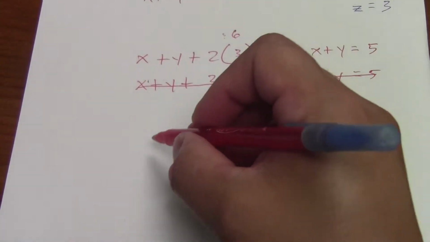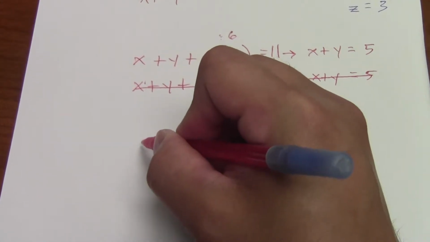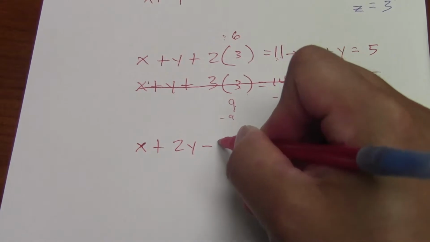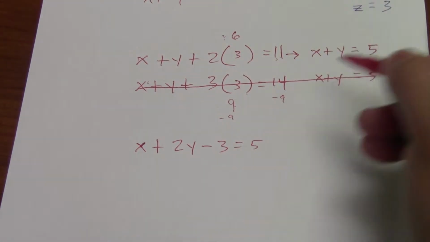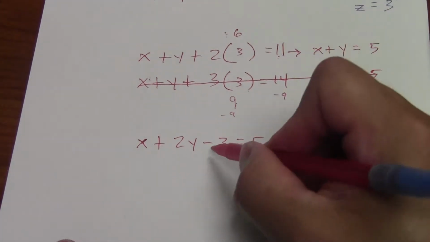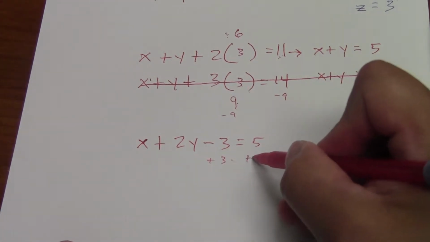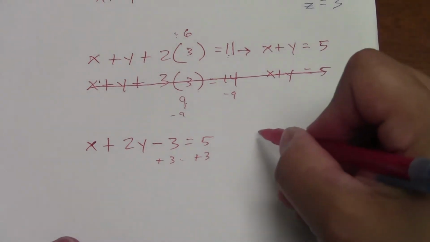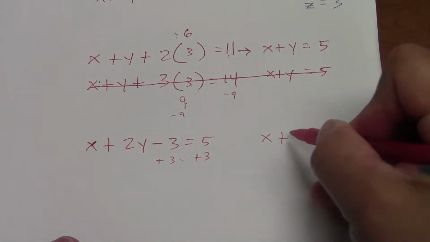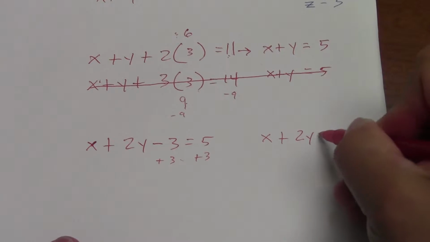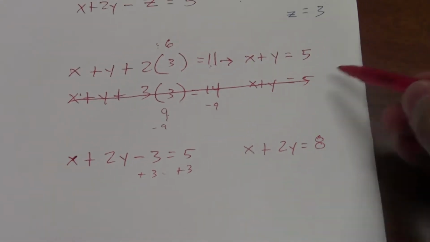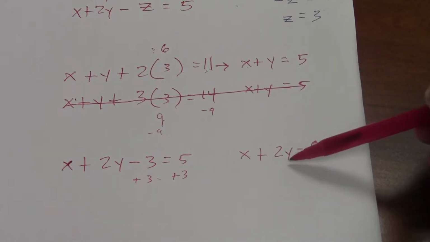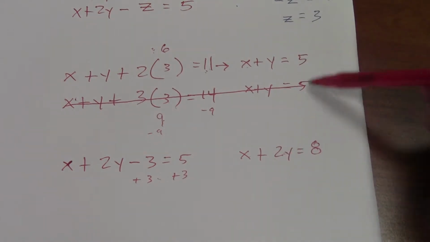So let's rewrite this one down here. I'm going to use x plus 2y minus 3 equals 5. All right, then I can add a 3, and that's going to give me something I can actually work with. All right, so over here I'm going to end up with x plus 2y equals 8. So see, now I got an x and an x, a y and a 2y. I need the 2y because I need to solve for that, and then a 5 and an 8.